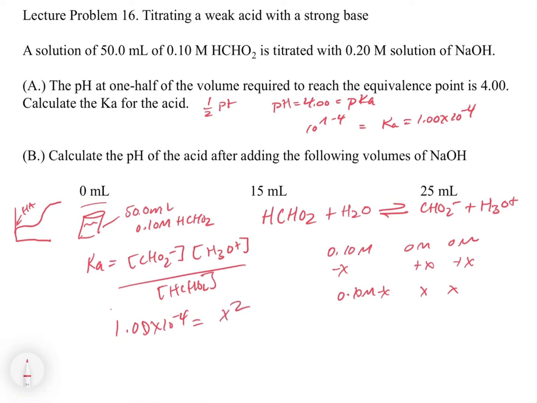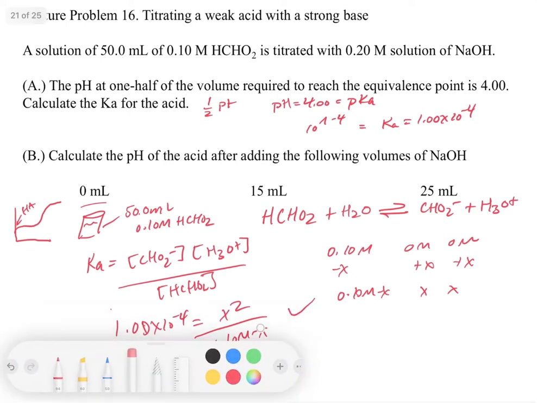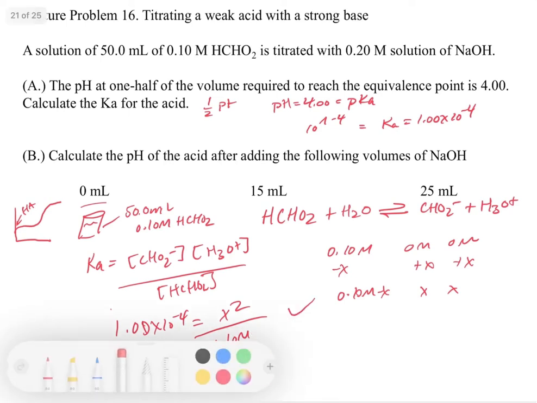So we have 1.00 times 10 to the minus 4. We're going to check our approximation, so we get H squared over 0.1 molar minus X. We check to see if 0.1 molar divided by 1.00 times 10 to the minus 4 is greater than 100. It is, so we can eliminate our X.